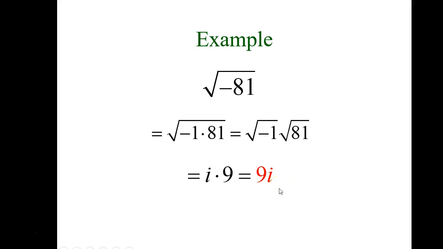Now you don't have to go through these steps every time necessarily. You could have just looked at it and said the square root of 81 is 9, there's a negative under the radical, so it's i, but I want you to see where all that comes from.